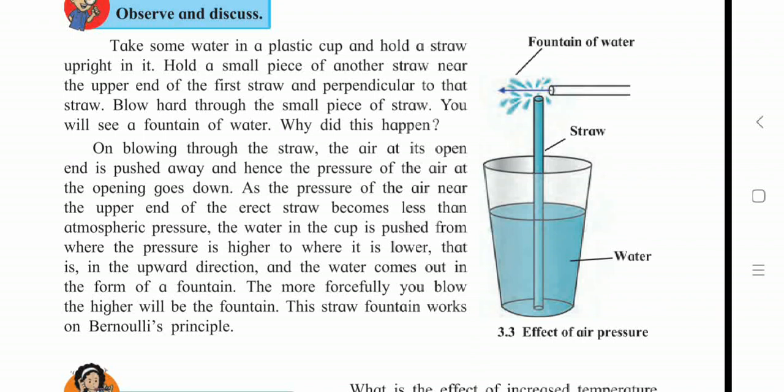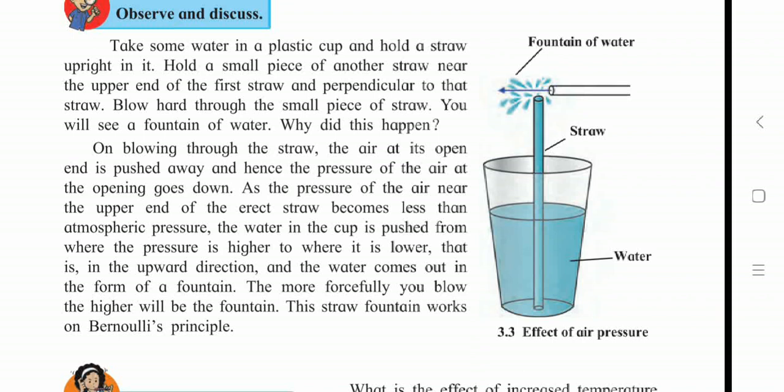What they said in the example: take some water in a plastic cup and hold a straw upright in it. Upright means in a perpendicular position. Hold a small piece of another straw near the upper end of the first straw and perpendicular to the straw. One more straw is there upside in a horizontal position. Now blow hard through the small piece of straw. You will see a fountain of water.